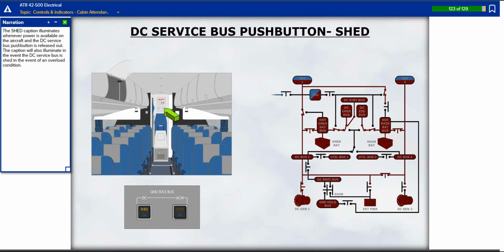The shed caption illuminates whenever power is available on the aircraft and the DC service bus push button is released out. The caption will also illuminate in the event the DC service bus is shed in the event of an overload condition.